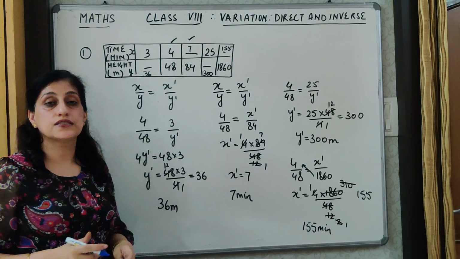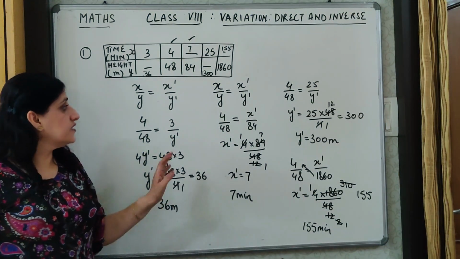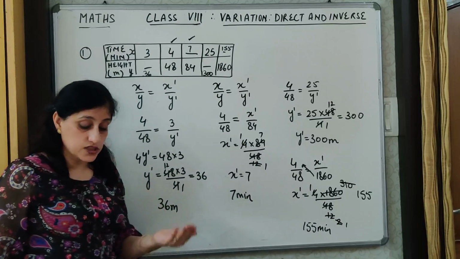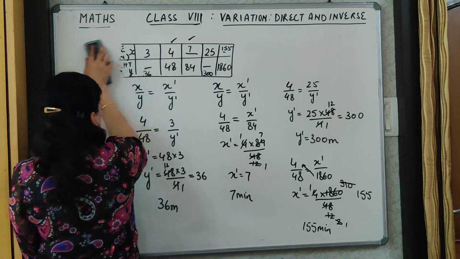X upon y is equal to x dash upon y dash. Okay children, if this is clear, we will proceed to a few more questions of this type. So quickly let me clear the board.